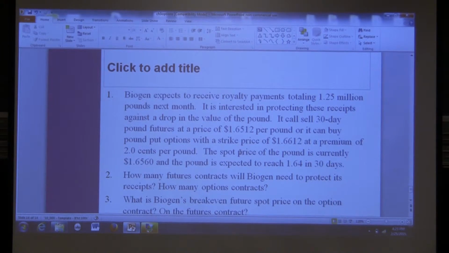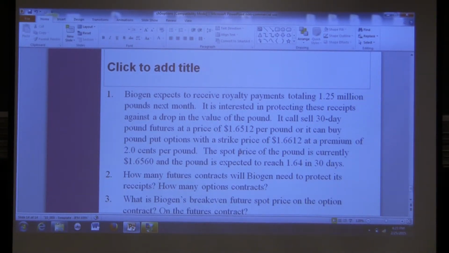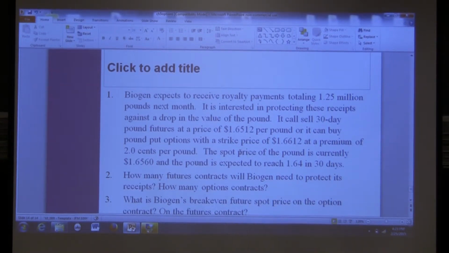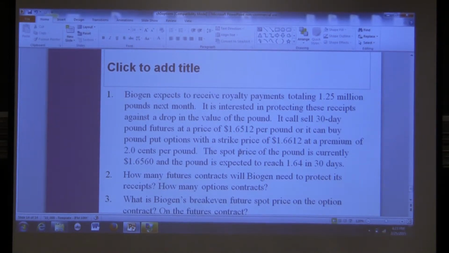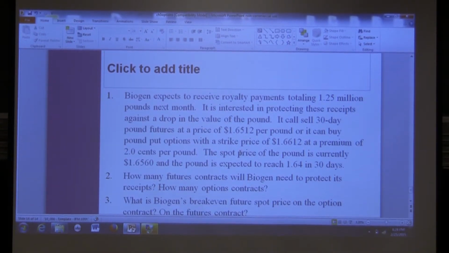Okay, the next one talks about another company. Biogen expects to receive royalty payments totaling 1.25 million pounds next month. It is interested in protecting these receipts against a drop in the value of the pound. It can sell 30-day pound futures at a price of 1.6512 per pound, or it can buy pound put options with a strike price of 1.6612 at a premium of 2 cents per pound. The spot price of the pound is currently 1.6560, and the pound is expected to reach 1.64 in 30 days.